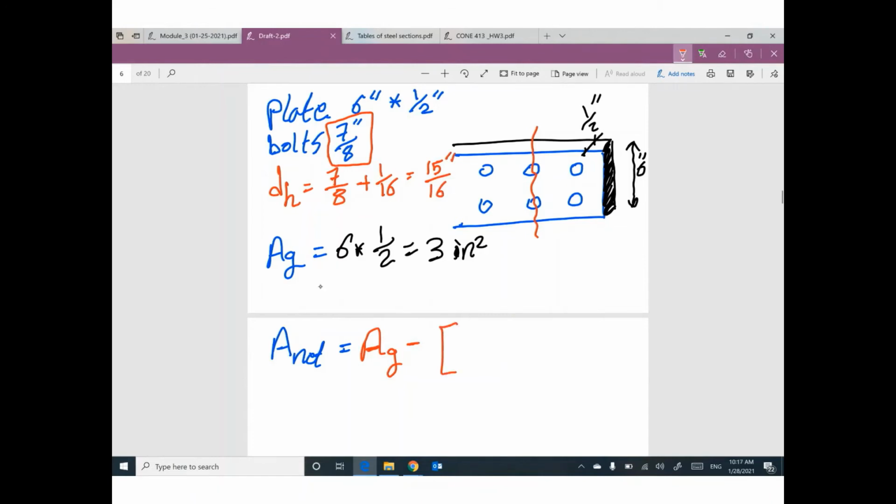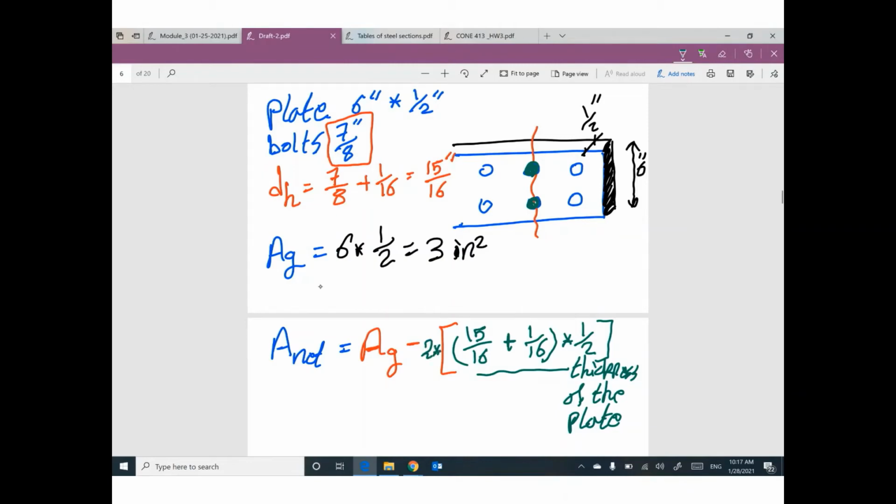So the diameter of the hole is 15/16. I will add another 1/16, because we don't have a perfect circle. And this diameter of the hole will be multiplied by the thickness, 1/2, of the plate. But you are subtracting right now only one hole. How many holes do you have in this expected failure? 2. So I need to add here 2 times. So if you take area gross 3 inch minus this number, you get the area net.